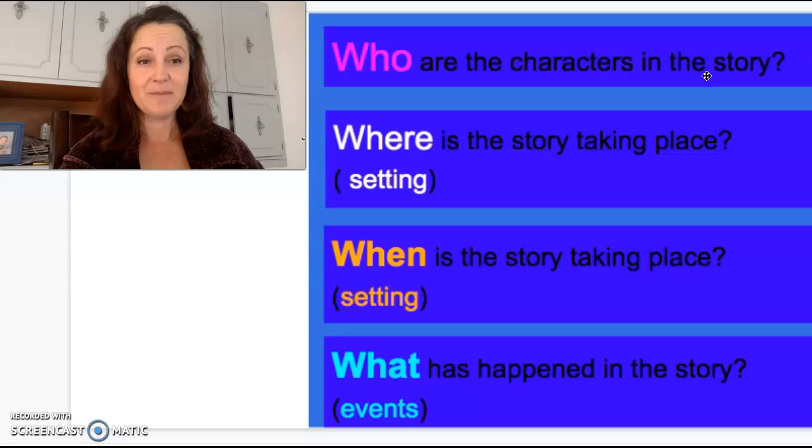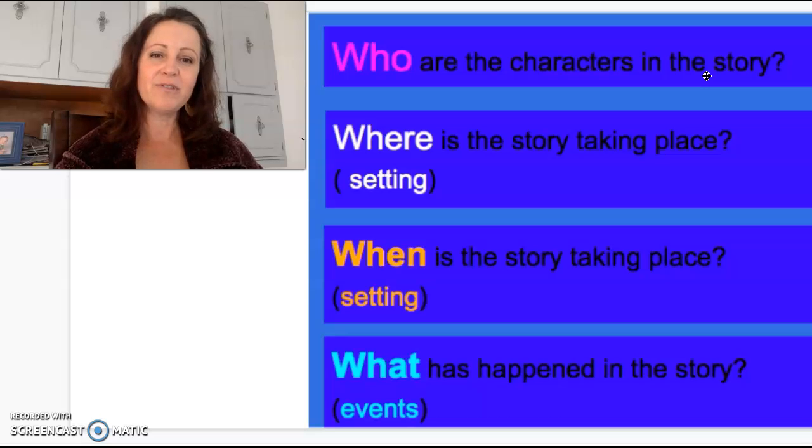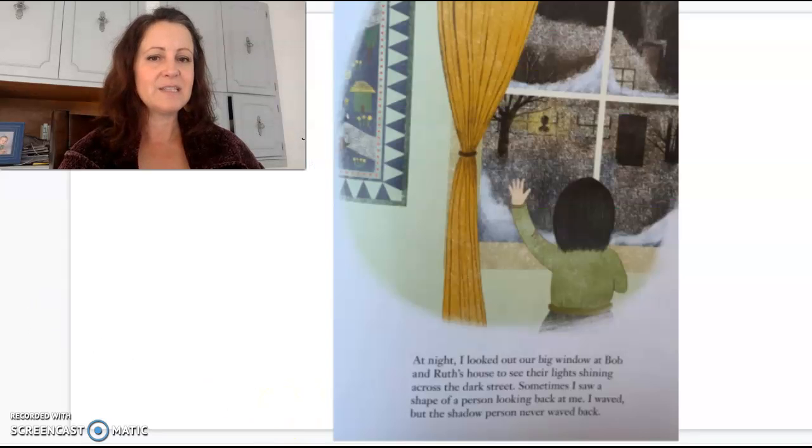And Tsai Tsai might mean something in Hmong that I don't know. Maybe it means grandma. And then finally, I think Bob and Ruth, the neighbors across the street, seem pretty important because they've been on many different pages in the story. And they were on this last page that we just read, although there's just one person who doesn't wave back.